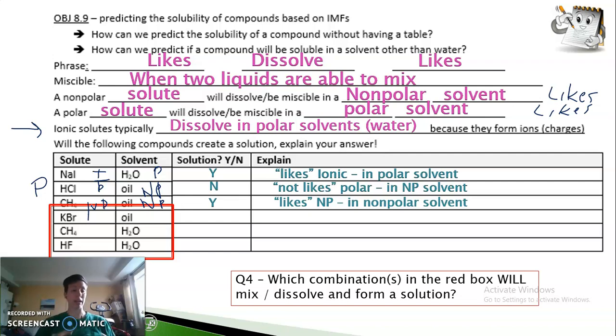All right, so KBr is ionic and oil is nonpolar, so that would be a no. CH4 is nonpolar, water is polar, so that would also be a no. And then HF, H and F, those are both non-metals, covalent compound, but very polar, and water is polar, so that's a yes. All right, so only HF and water will form a solution.